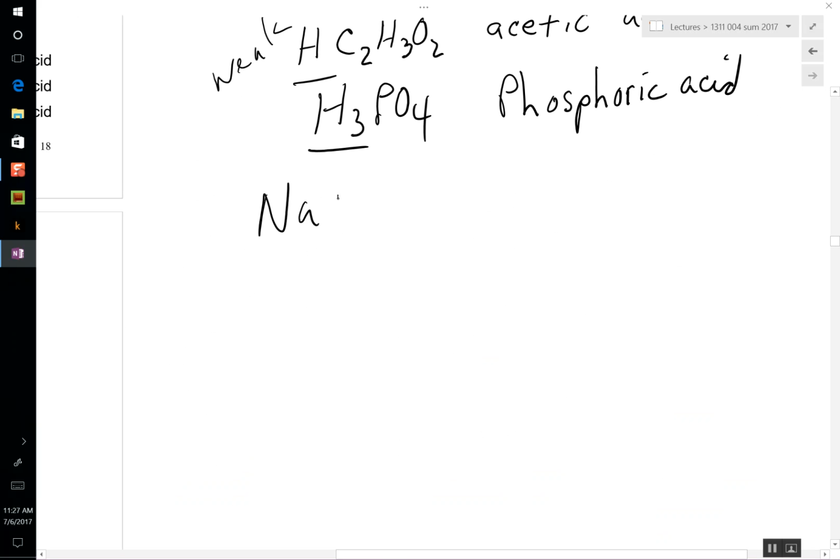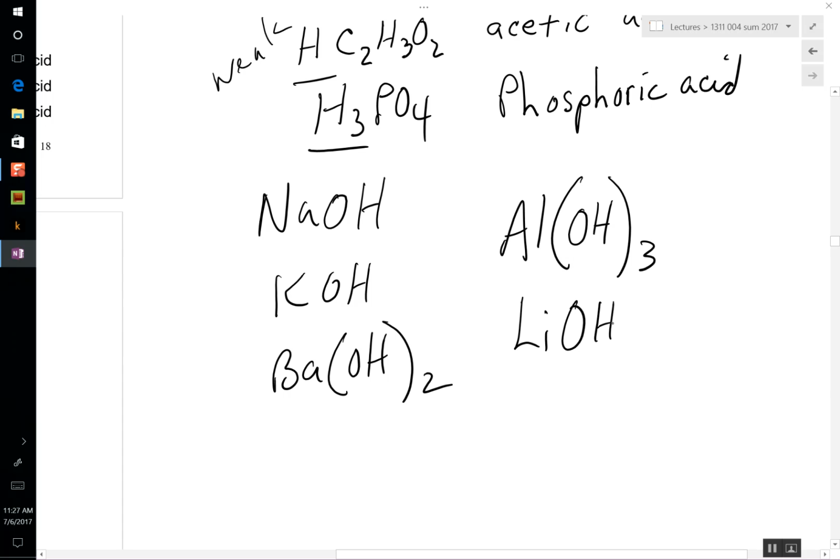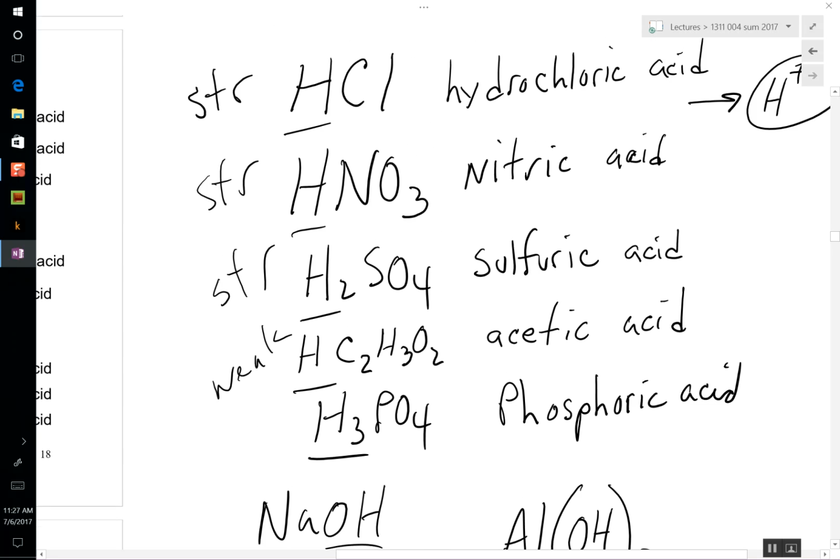Bases look like this. Whenever you see an OH, you're talking about a base. It just doesn't have to be one OH. Aluminum hydroxide is going to be basic. Potassium hydroxide, lithium hydroxide. So the hydroxide ion generally is a base. We'll mention a couple other little situations.